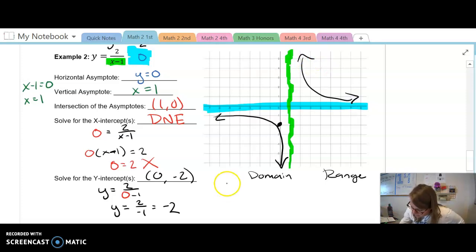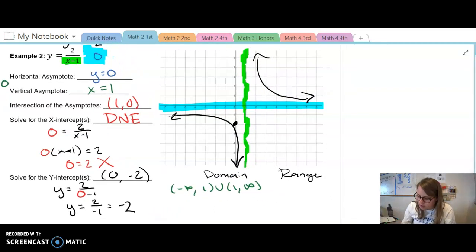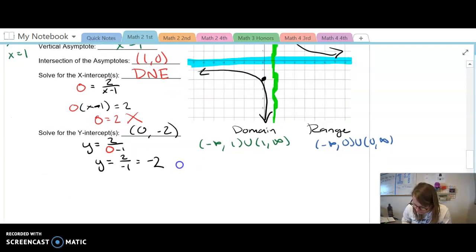All right, so then the domain and range, remember it's going to be related back to those asymptotes. So domain is related to the vertical asymptote. That means we're going to do negative infinity to 1, union 1 to positive infinity. My range is going to be related back to my horizontal asymptote, so it's going to be negative infinity to 0, union 0 to infinity. Bada bing, bada boom. Let's go. So let's move on to the third example.